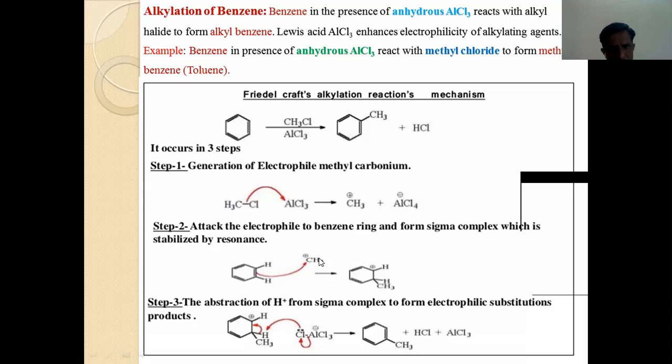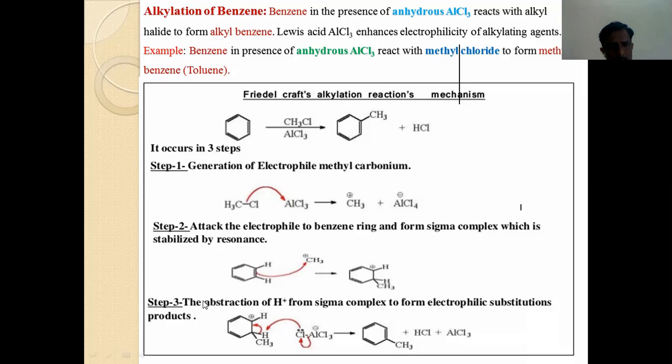step 2nd, the CH3 attacks the benzene molecule, with formation of an arenium ion, or Wheland complex, or you can call it a sigma complex, which is formed in step 2nd. This step is a very slow step. This step is the rate determining step.